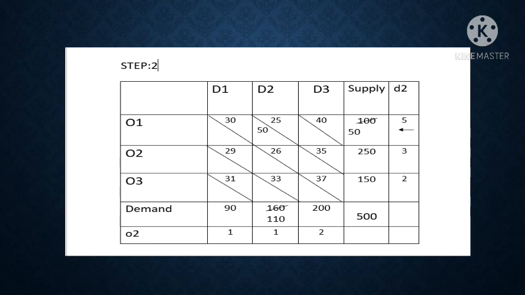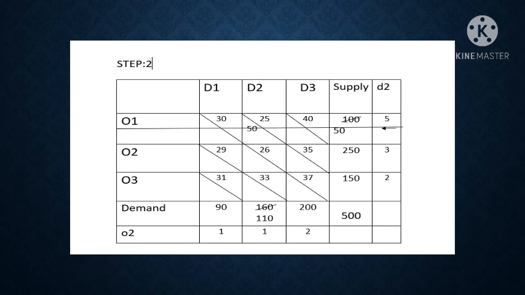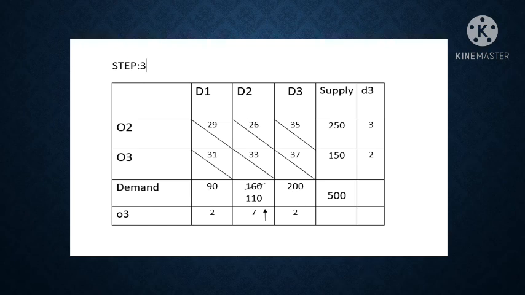We select the O1 row and the least number is 25. Then the supply and demand values are 50 and 160. The least is 50, so we allot 50 and subtract it from 160. Then the remaining demand value is 110. So we cancel that O1 row as exhausted. Then the balanced transportation table is written for 29, 26, 25, 31, 33, 30, 37. Then the differences are 3, 2, likewise 2, 7, 2.